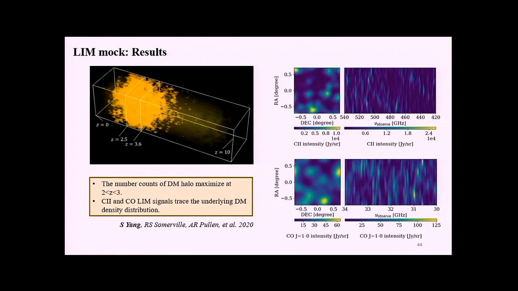So here I show the 3D distribution of dark matter halos within this light cone, and given the information of halo galaxies and the ISM emission of galaxies, we can easily simulate mock data for various future line intensity mapping surveys. As two examples, in the right figures, I show the mock signals for the XClam C2 survey and the CoMap CO survey.